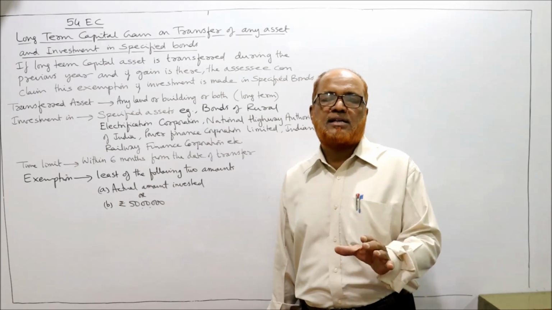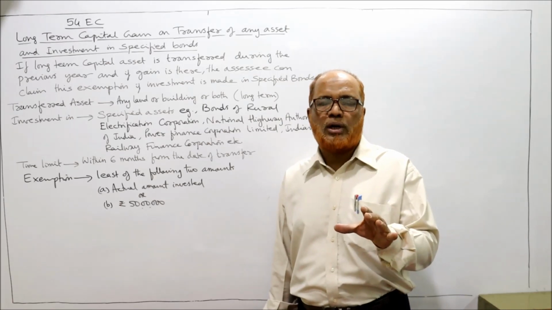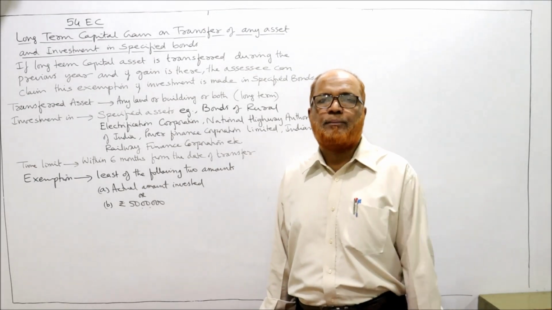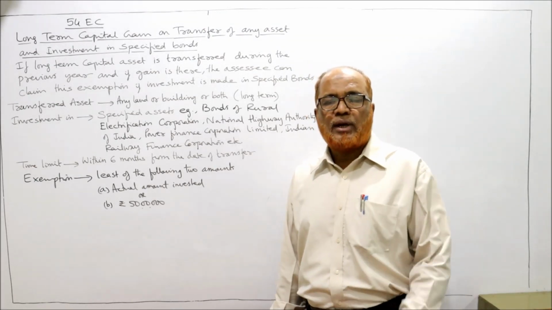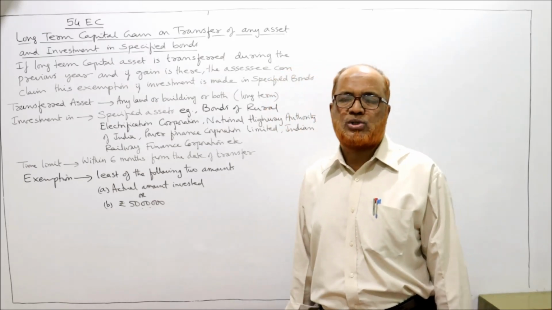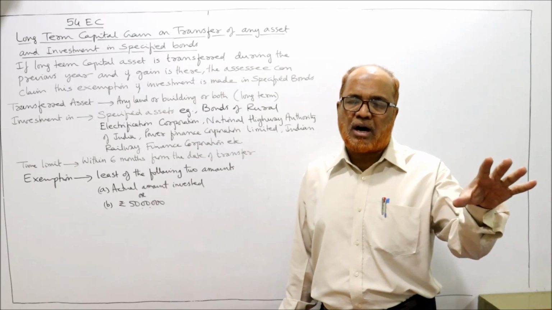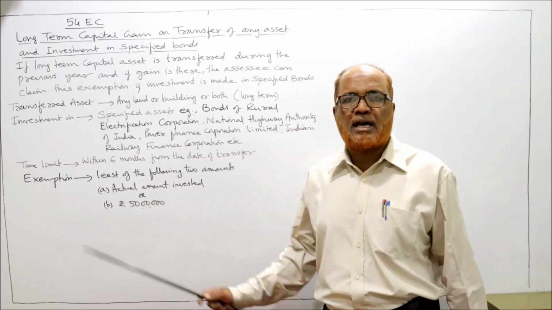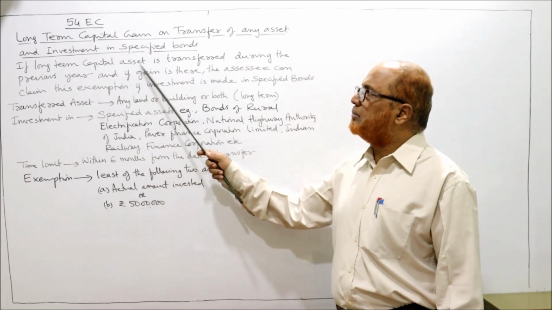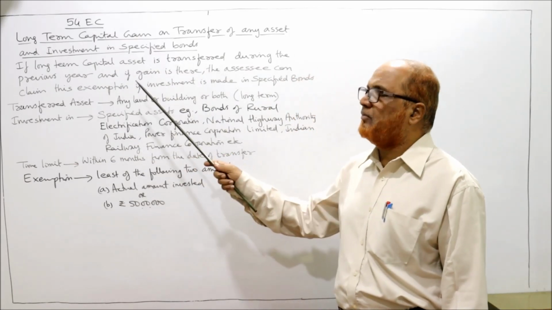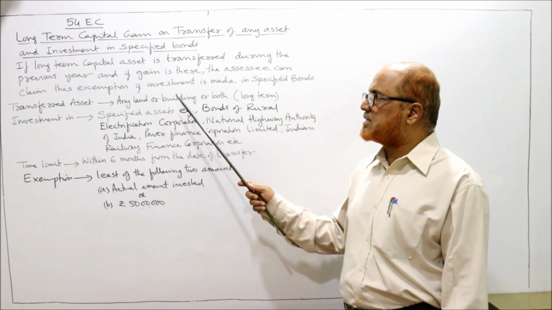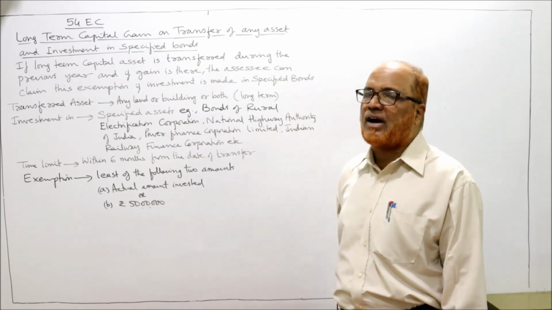So the Income Tax Act says if any asset is sold and from the consideration received he is investing in specified bonds. The Income Tax Act has given a specific list of specified bonds. So if investments are made in those specified bonds, exemption will be allowed under section 54EC. If a long-term capital asset is transferred during the previous year and if gain is there, the assessee can claim this exemption if investment is made in specified bonds.